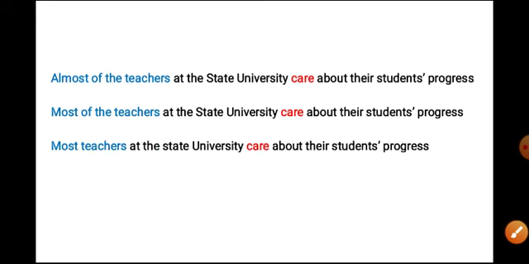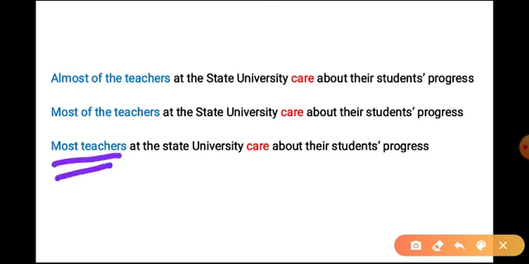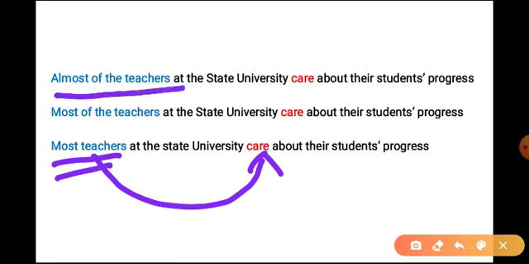Kemudian, most teachers at the state university care about the students' progress. Di sini, most teachers, more than one, jadi kata kerjanya kita menggunakan care dalam bentuk present tense. Oke ya, kata kerja untuk most teachers itu dalam bentuk present tense tanpa S. Oke, perhatikan bentuknya ada almost of the teachers dan ada most of the teachers, tapi kita hanya bisa mengatakan most teachers, bukan most the teachers, tapi most teachers saja. But say almost of the teachers atau most of the teachers.